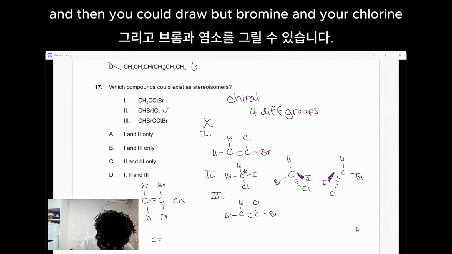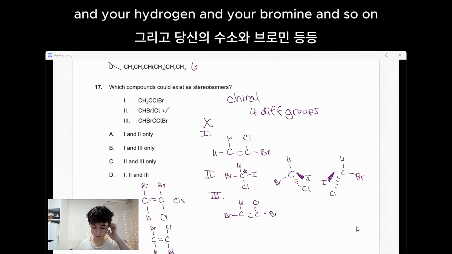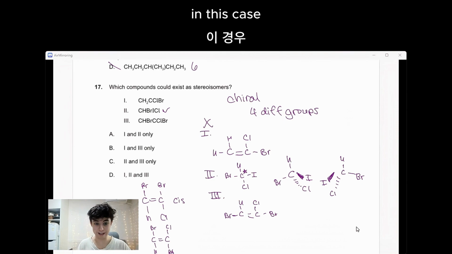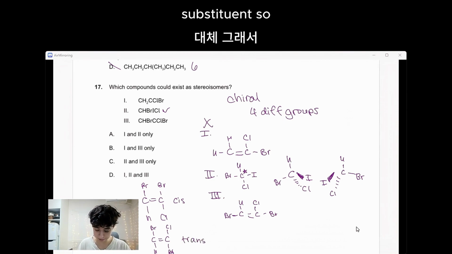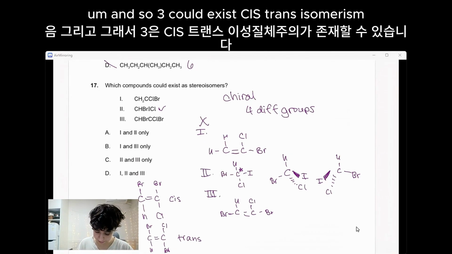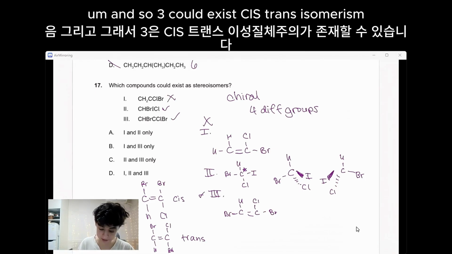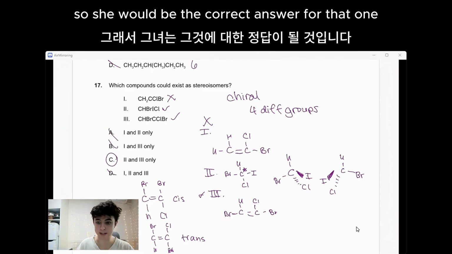And then you could draw bromine and your chlorine, and then your hydrogen and your bromine. And so in this case, your trans isomer would be where your highest priority substituents, so both your bromines, are on opposite sides of the double bond. Okay, and so 3 could exist as cis-trans isomers, and so both 2 and 3 would be correct. So C would be the correct answer for that one.